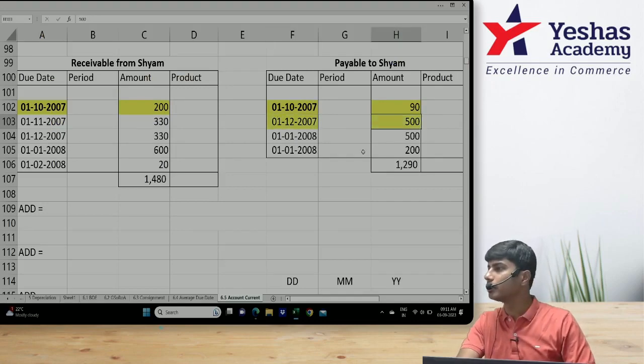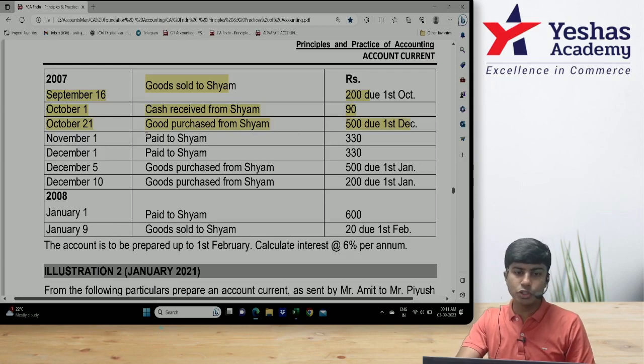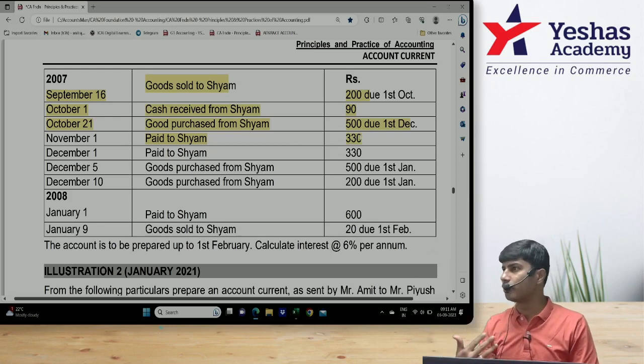Did you all get it? Next transaction. Paid to Shyam. If you have paid to Shyam, it is receivable. If you have given him money, it is like you have given him a loan. You should receive this money back.